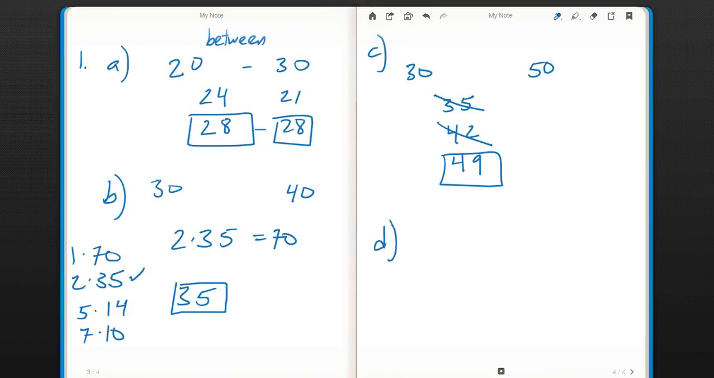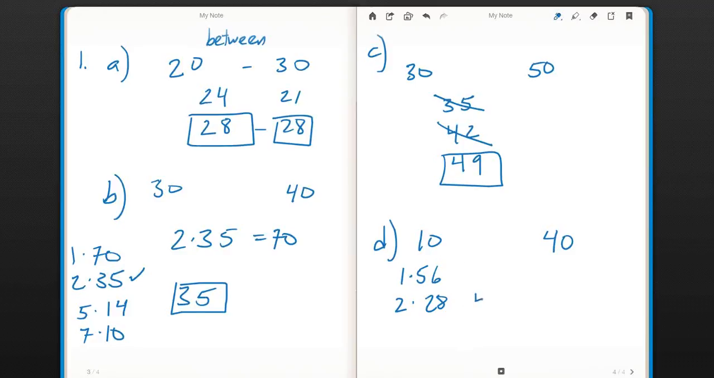Part D. I'm a number greater than 10 but smaller than 40. So those are my boundaries. A factor of 56 but not a multiple of 4. So let's think about the factors of 56. 1 times 56, then try the 2's. 2 times 28. Now 28 is in the right range.